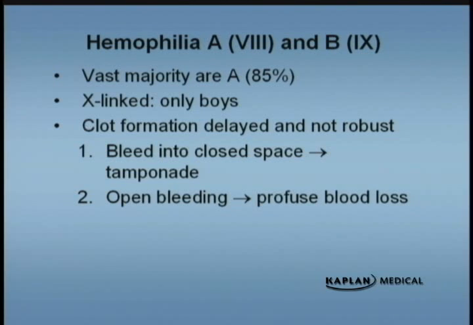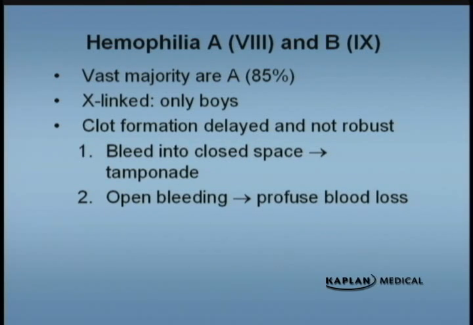We're now going to discuss specific ones such as hemophilia A and B. Hemophilia A is the classic hemophilia. It's a factor 8 deficiency. Hemophilia B is the factor 9 deficiency. The majority of hemophilias are factor 8 deficiencies. 85% of them are going to be factor 8 deficiencies. It is an X-linked recessive trait, so it will be present only in males.